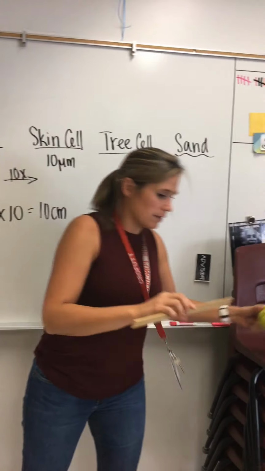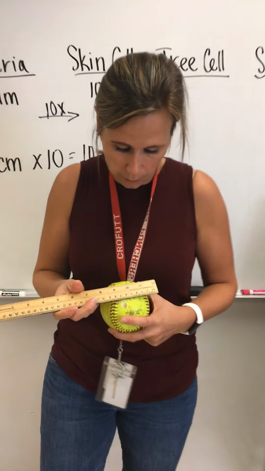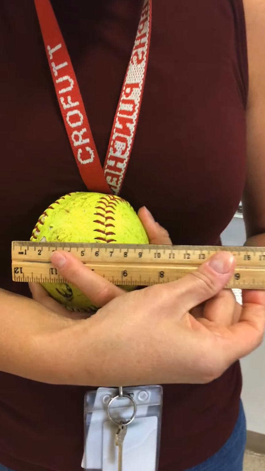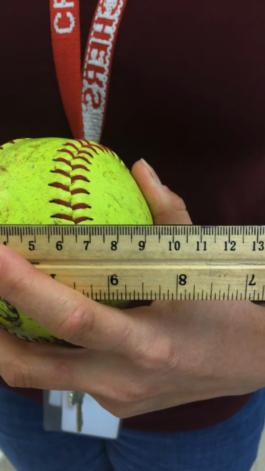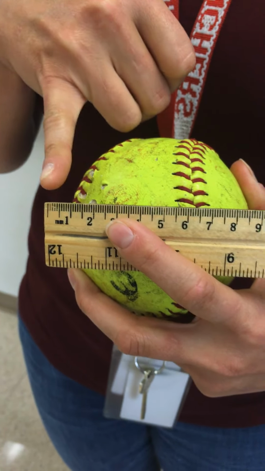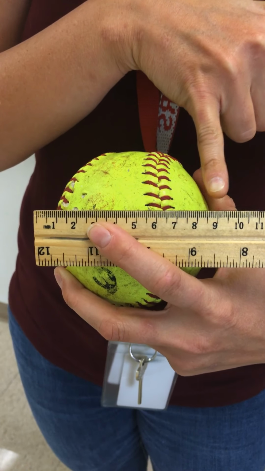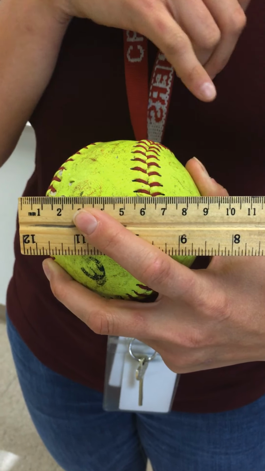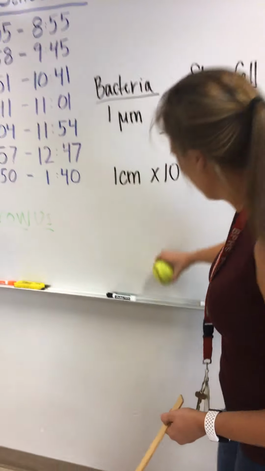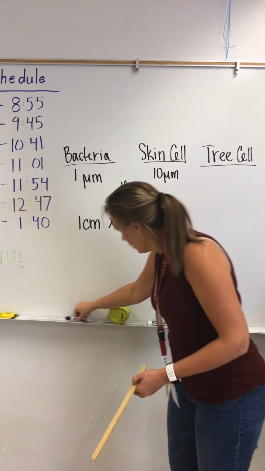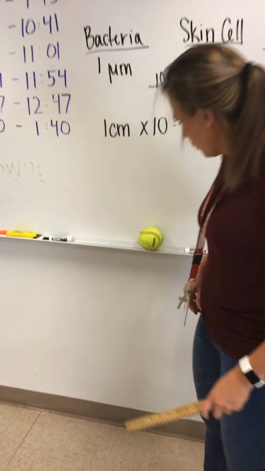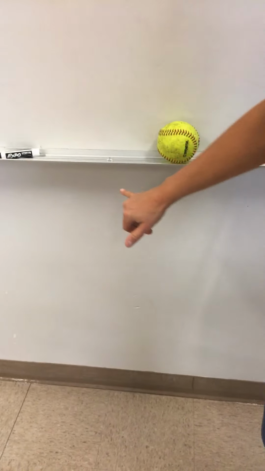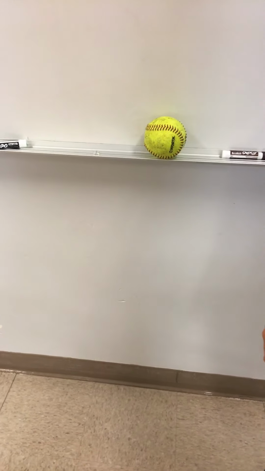So for you guys, I've chosen a softball. I have plenty of these lying around. So it's not exactly 10, but it's close enough. It doesn't have to be perfect. So you guys can see from one side of my softball to roughly the other is about 10 centimeters wide. So that would represent my animal cell. So you guys can kind of see the difference. Here's my bacterial cell. Here's my animal cell.